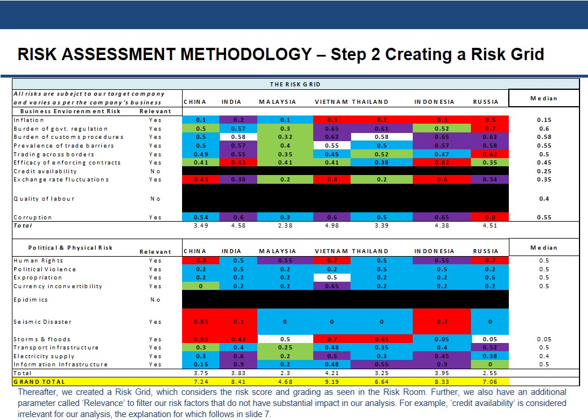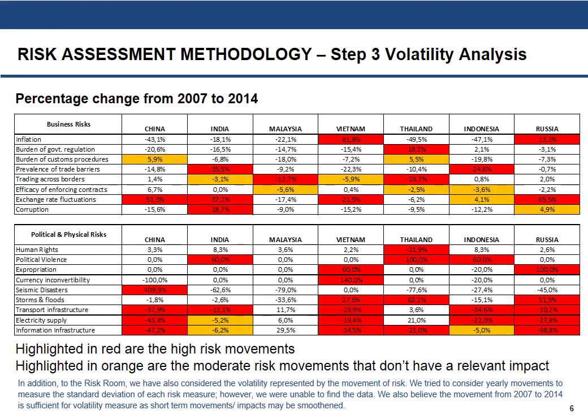Nevertheless, we also have an additional parameter called relevancy to consider whether all risk parameters are to be considered relevant for our analyses. For example, credit availability is considered irrelevant for our analyses, the explanation for which follows in slide 7. In addition to the risk room, we have also considered the volatility represented by the movement of risk. We tried to consider yearly movements to measure the standard deviation of each risk measure. However, we were unable to find the data. We also believe the movement from 2007 to 2014 is sufficient for volatility measurement, as short-term movements impacts may be smoothened.